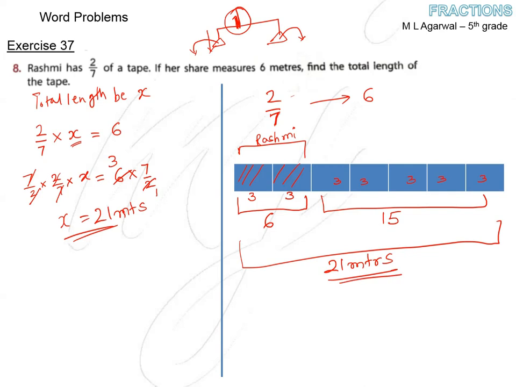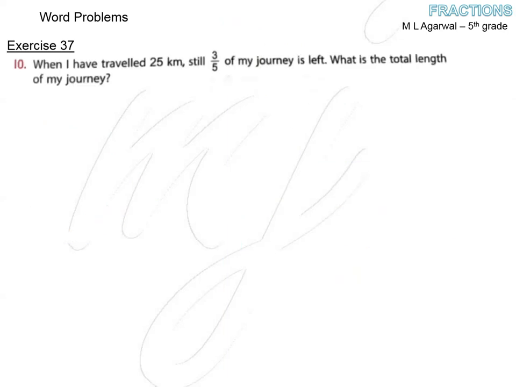Let us try another sum. When I have traveled 25 kilometers, still 3/5 of my journey is left. What is the total length of my journey? So I have traveled 25 kilometers and 3/5 of my journey is left. So here the question is different from what the earlier one was. The earlier one was my part. Now they are saying the other side of it.